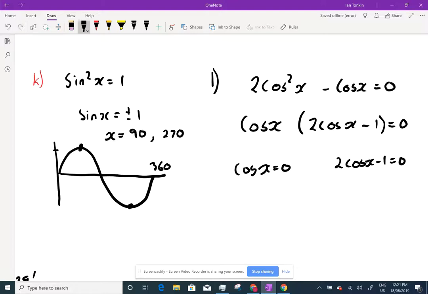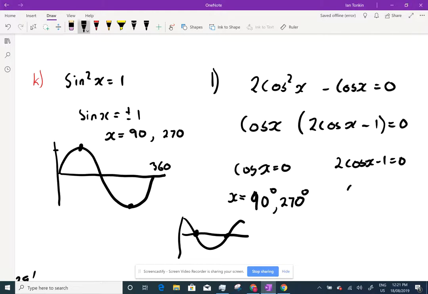Let's just deal with this, cos x equals 0. So I draw a little graph over here, and there are two answers, that one and that one. So x equals, well, what are they? 90 degrees and 270.